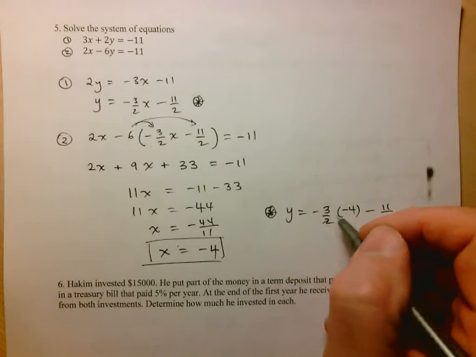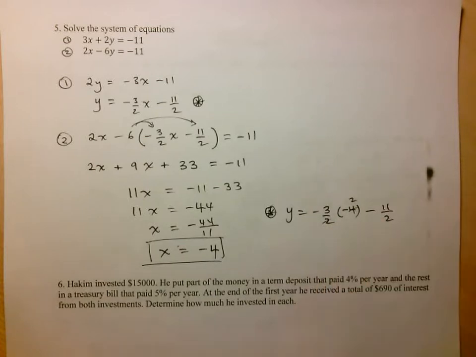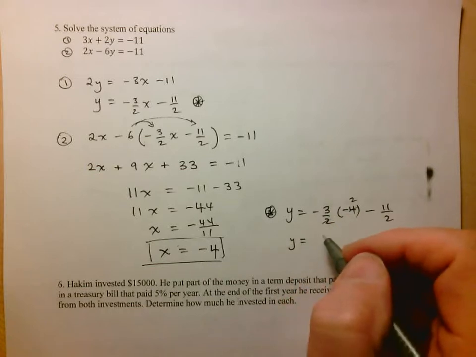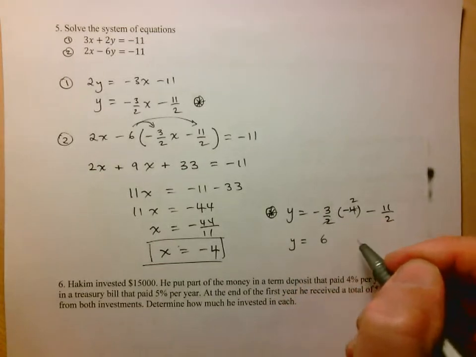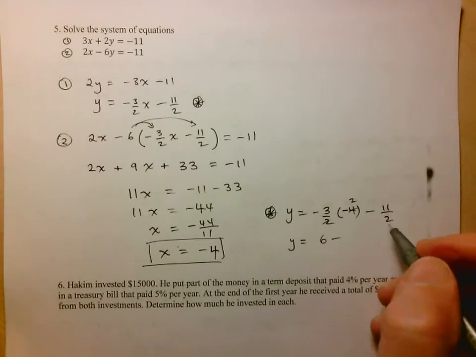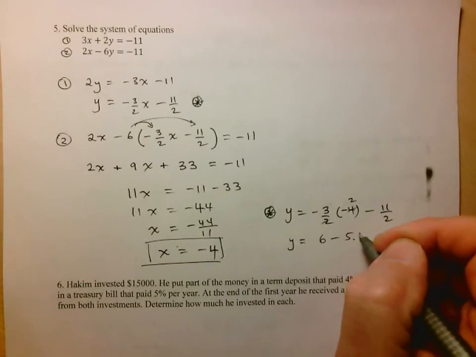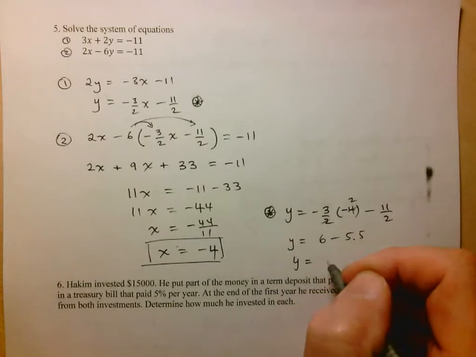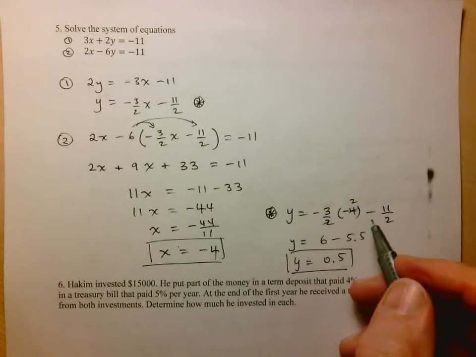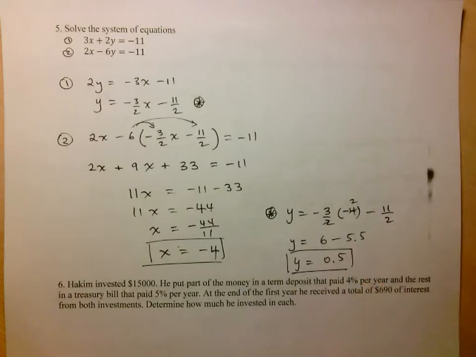So here, the 2 and the 4 reduce to 2. Negative times negative is positive, so y is equal to 3 times 2 is 6 minus, well, 11 over 2 is like 5.5. So y is equal to 0.5. Okay, if that had not been a nice decimal, I would have had to leave it as a fraction, but since it was a nice decimal, I could use that.